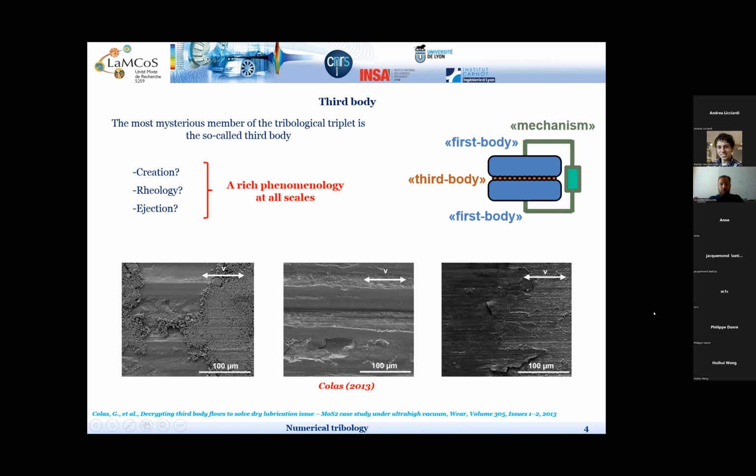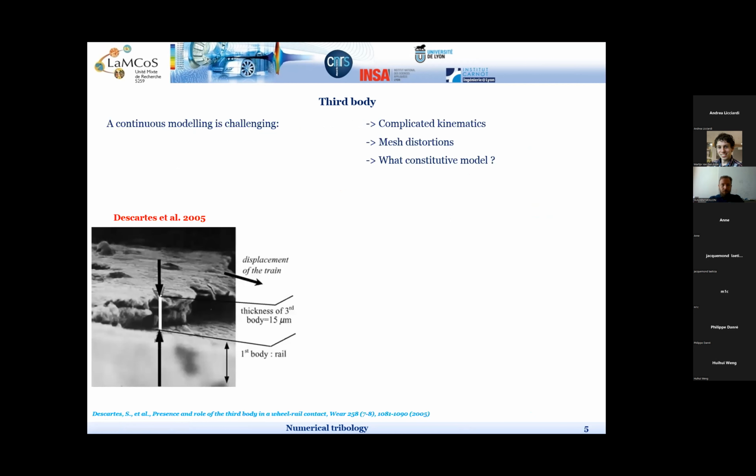As you see here, third bodies can have a very wide range of aspects. Sometimes it's extremely granular, like here. Sometimes it's more compacted, like here. Sometimes it flows like toothpaste, really. So it's extremely complicated to get one single description of this system. We would like to model this. So what would be the best way to model this?